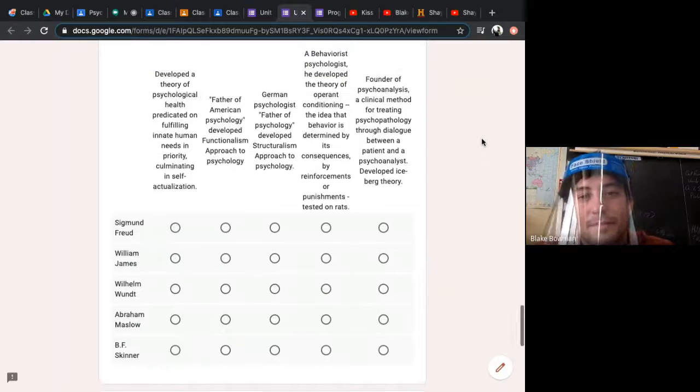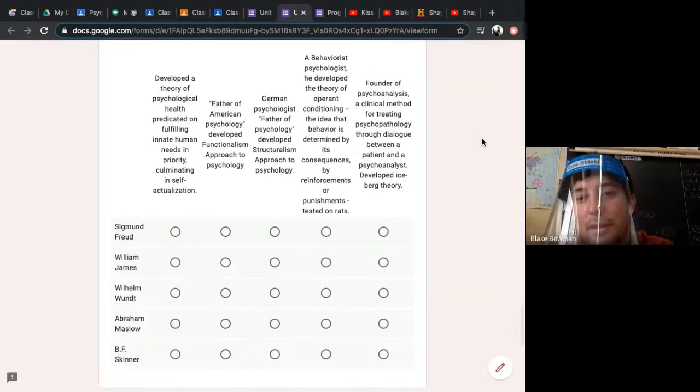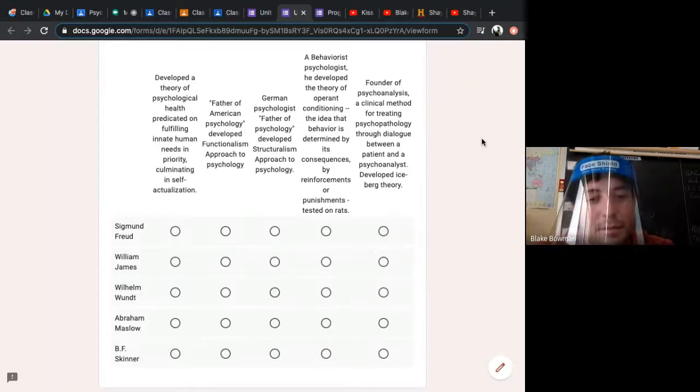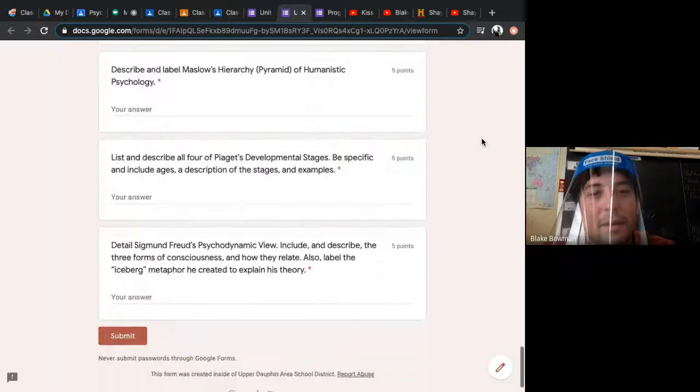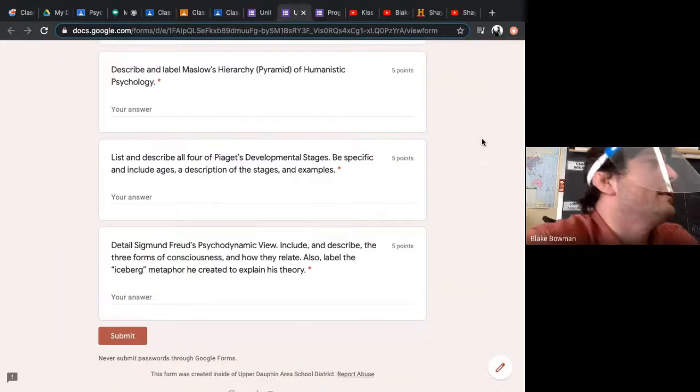Wilhelm Wundt. Good. A behaviorist psychologist, he developed the theory of operant conditioning, the idea that behavior is determined by its consequences by reinforcements or punishments. He tested on rats. Nina? Yeah, good job. B.F. Skinner. Founder of psychoanalysis for treating psychopathology through dialogue between a patient and a psychoanalyst, developed iceberg theory. Sarah? Yep, Sigmund Freud. Okay, here we go. Maslow's hierarchy. So let's start at the bottom, the base here. Alex, what do we have?